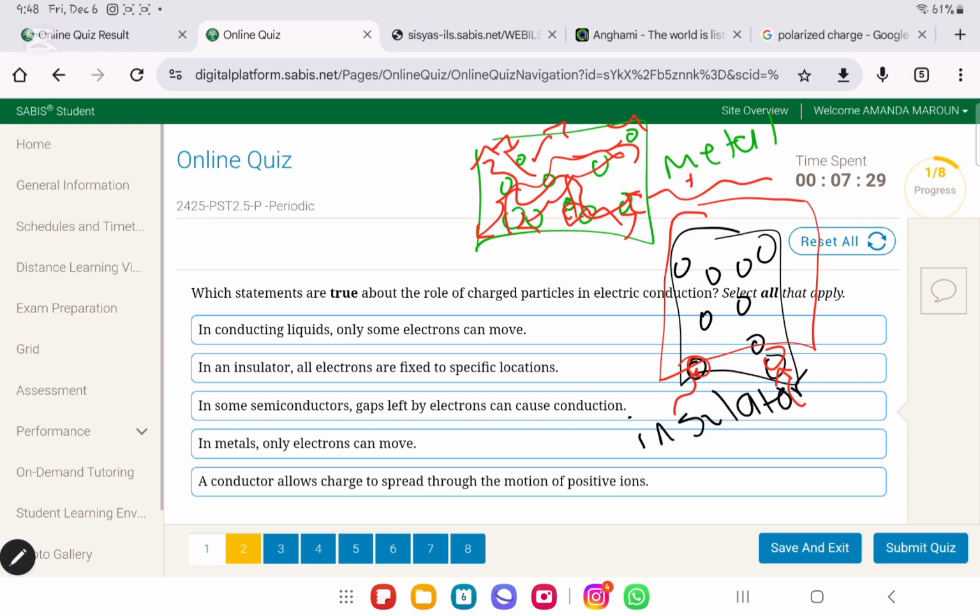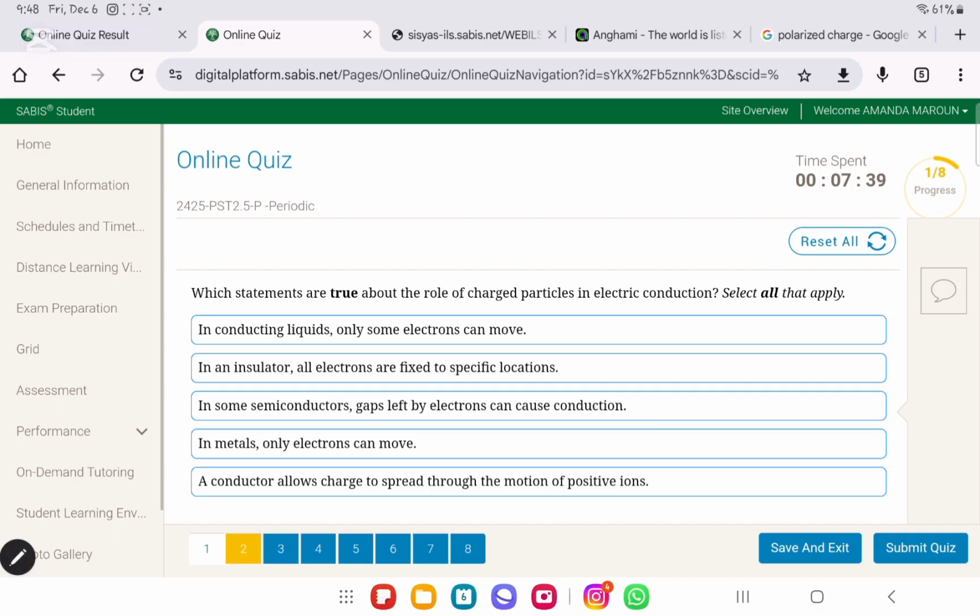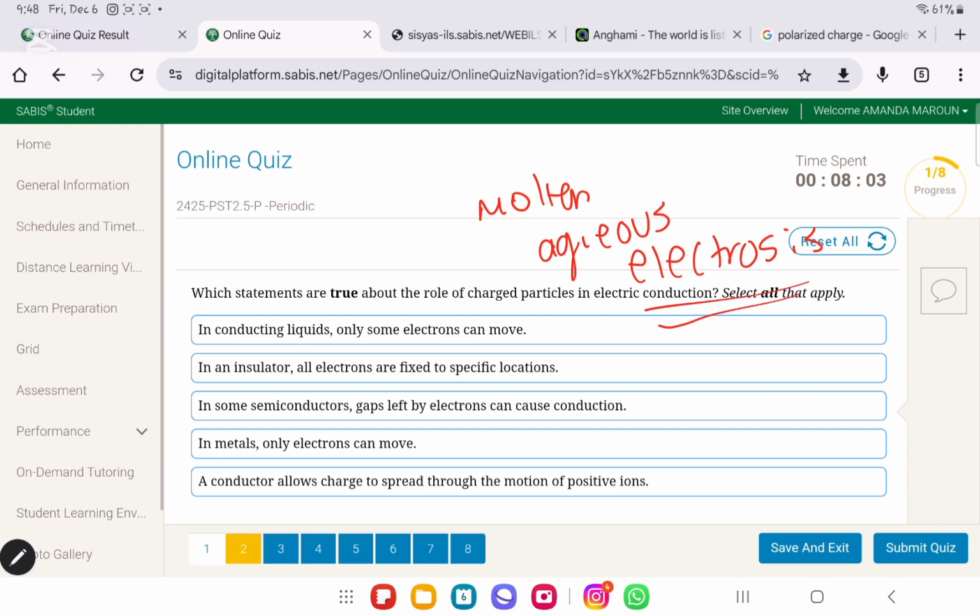When we are talking about conductors and insulators, you should know they are moving by electrons. However, if we're talking about any liquid, especially molten, or aqueous, or electrolysis, I don't know if I spelled it correctly. I believe I didn't spell it correctly, but who cares? I'm just going to explain for now. Ignore my spelling.